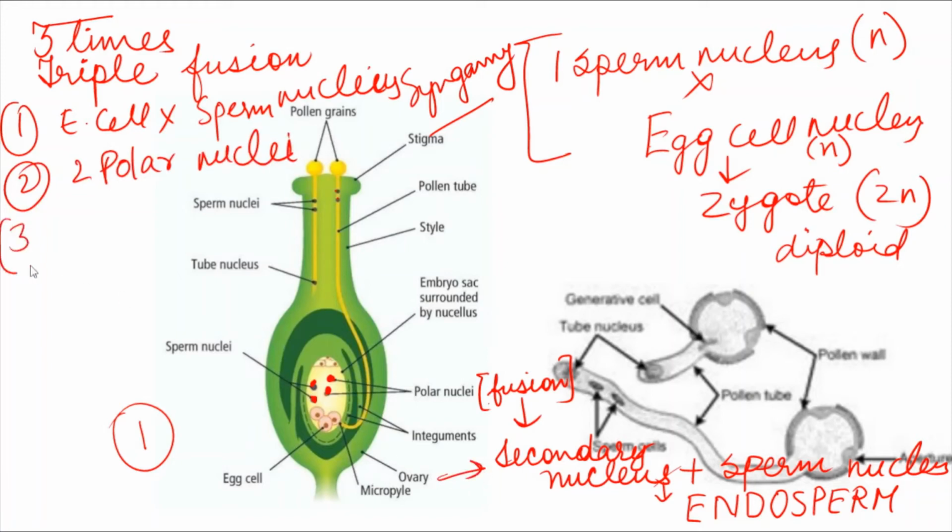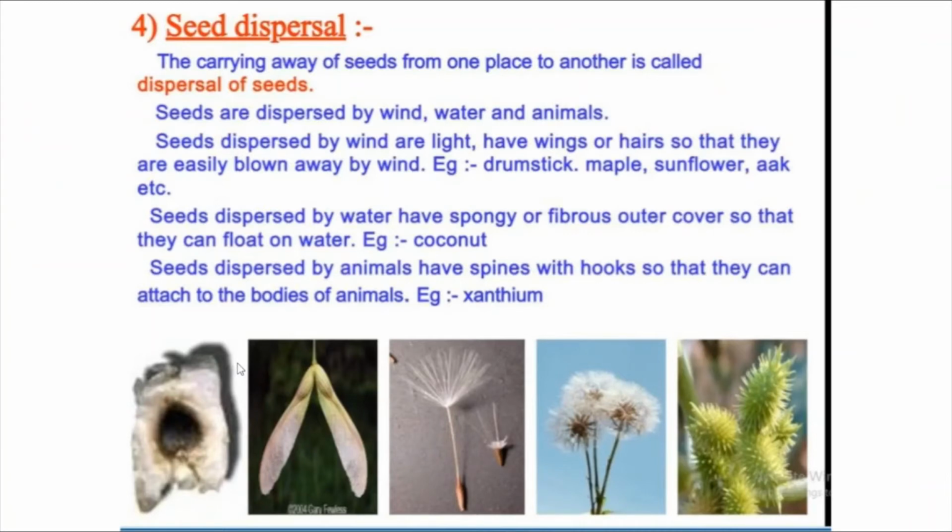And the third one, the secondary nucleus so formed will fuse with the remaining, that is one sperm nucleus that was left, okay, after syngamy. So 3 times fertilization will take place, and that is why the entire process of fertilization in flowering plants is called triple fusion. I hope everything is clear about fertilization, children.